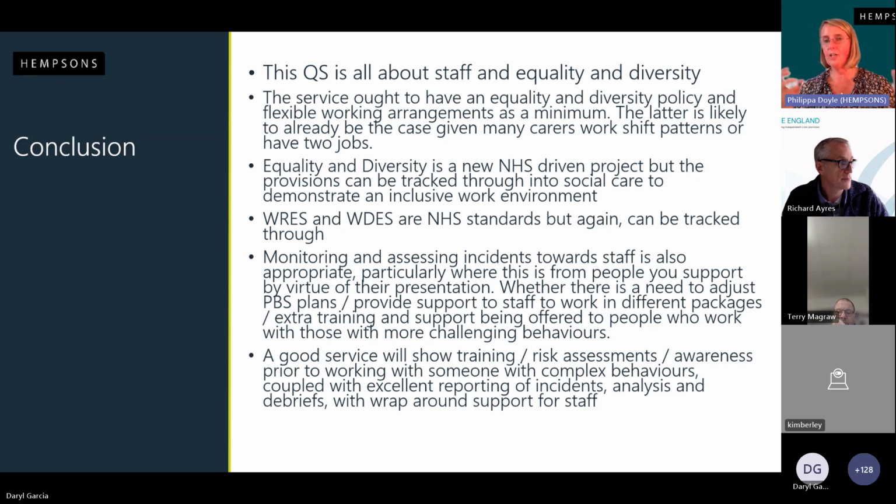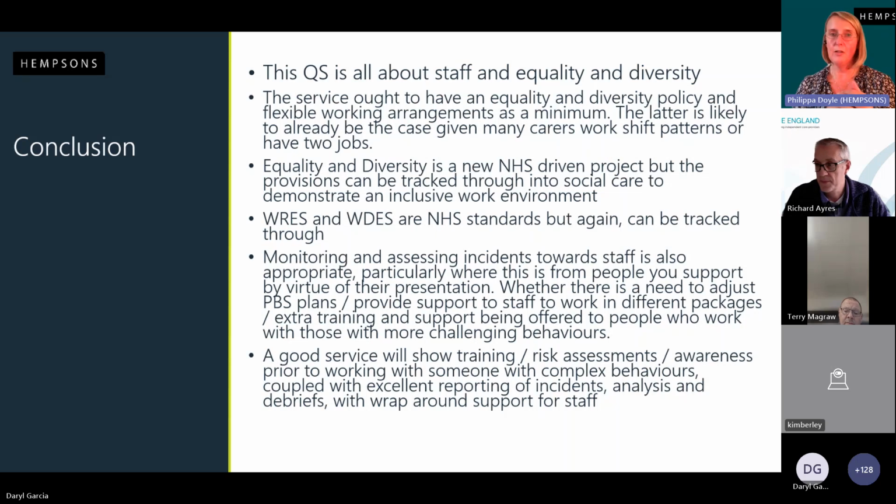Just to bring everything together for a conclusion, just in that one quality statement, it's about staff equality and diversity. You should have an equality and diversity policy, and at a minimum, I'd expect to see you having some flexible working arrangements. I expect that the vast majority of staff working within social care are already used to those flexible working arrangements anyway. Lots of carers are working on shift patterns. They've got 2 jobs across different services, so they're used to those flexible arrangements, and employers are used to those flexible arrangements as well. Equality and diversity is something that the NHS are really driving through.